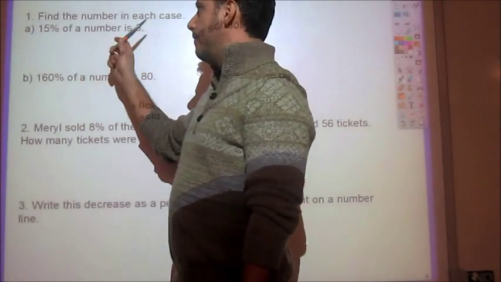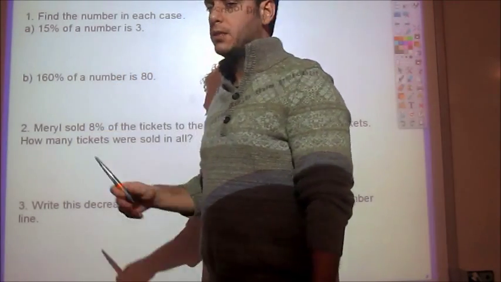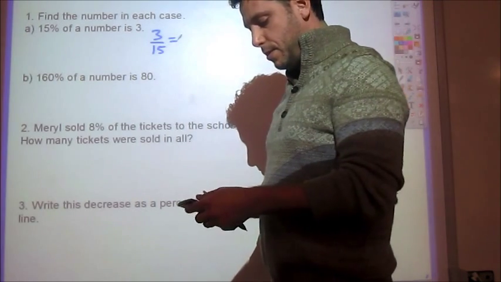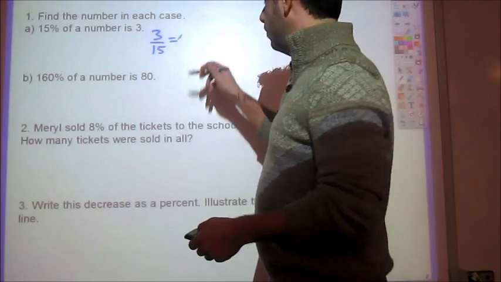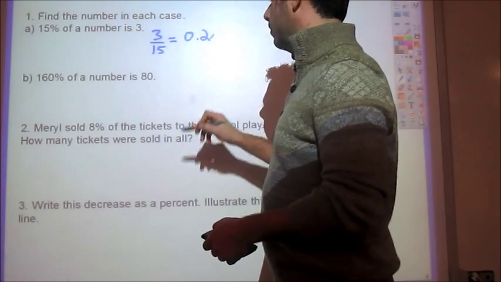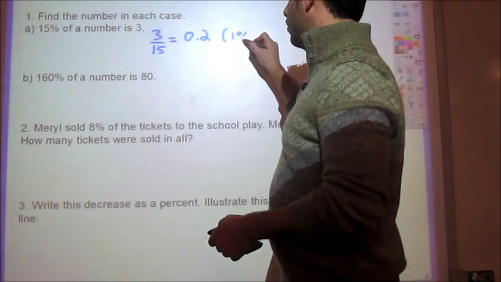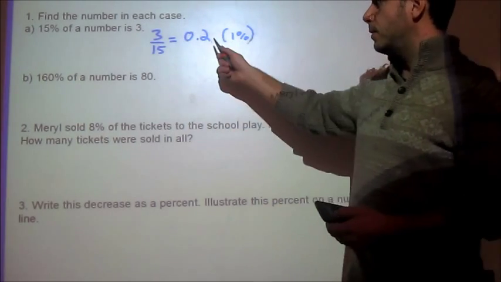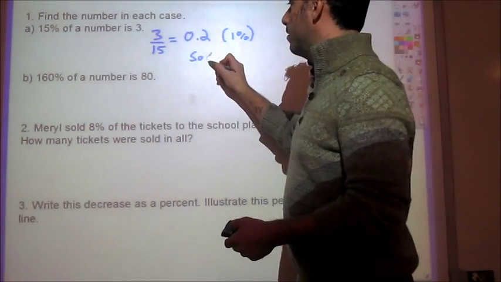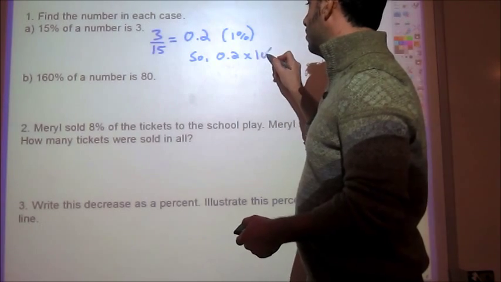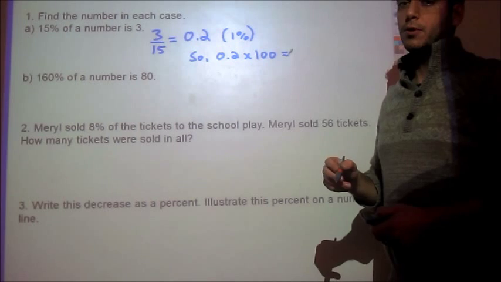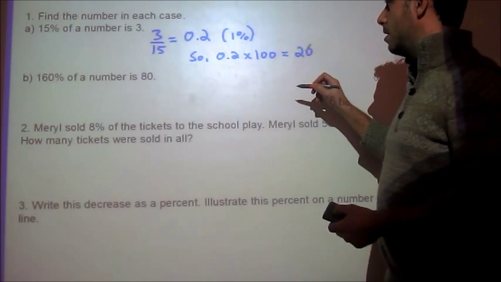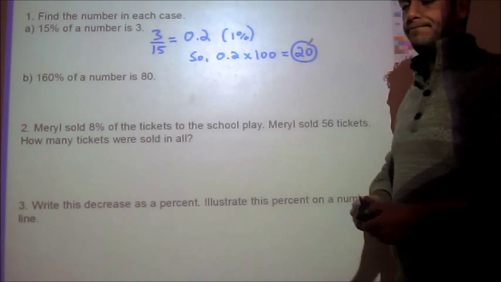Well, whenever we're given a value and we're told what percent that value represents, we can divide to figure out what 1% is. So if we divide by 15, we'll find that 1% of this number that we're looking for is equal to 0.2. So I'll just put that here as a little note, a reminder that that is 1%. Well, now that we know what 1% is, we can multiply that value by 100 to figure out what 100% of that number is, which would be 20. So this number is 20.